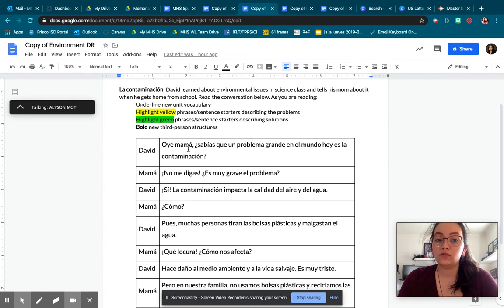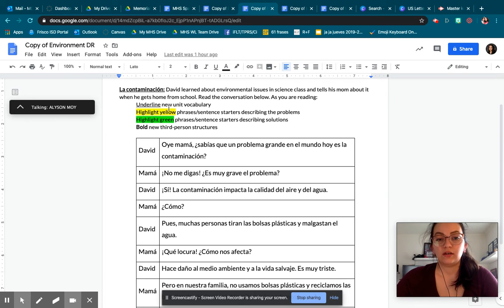We've got underline new unit vocabulary. So those are going to be things from the visual vocab mat. Highlight yellow phrases and sentence starters describing problems. Highlight green phrases and sentence starters describing solutions. And then bold new third person structures. So since these are new, you may not have picked up on all of them. Some of the discovery readings that I saw didn't have anything bolded at all, which is fine because they're new. We're trying to discover them.